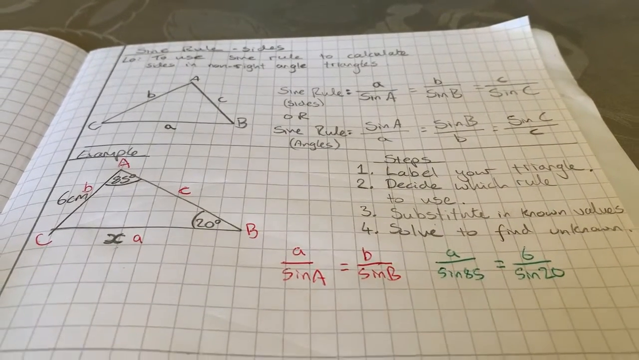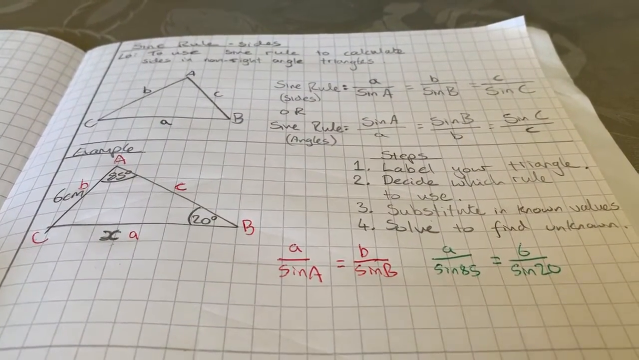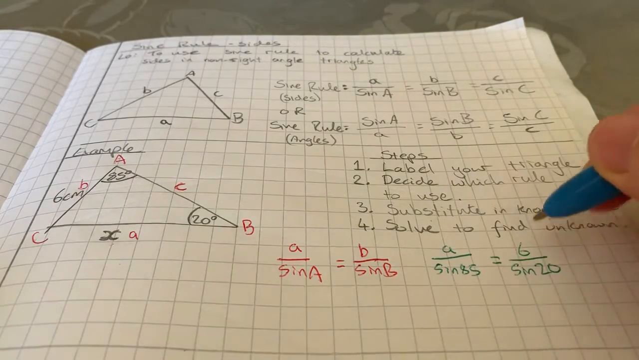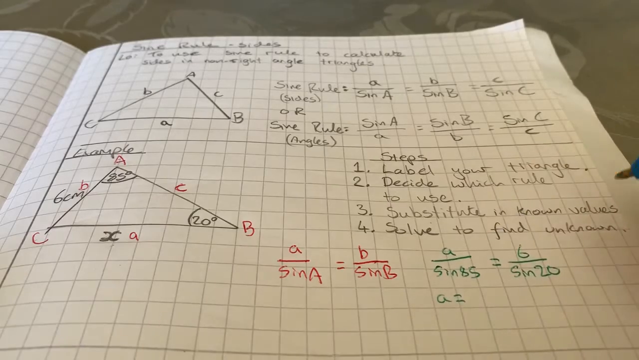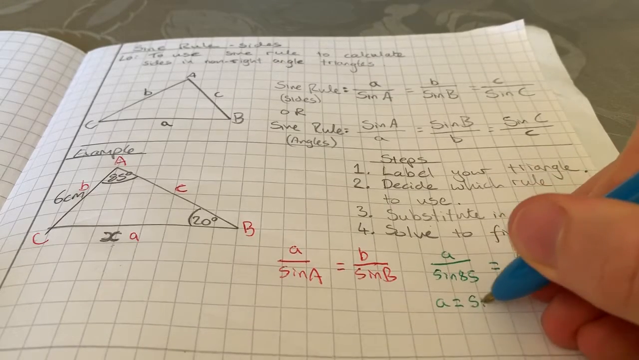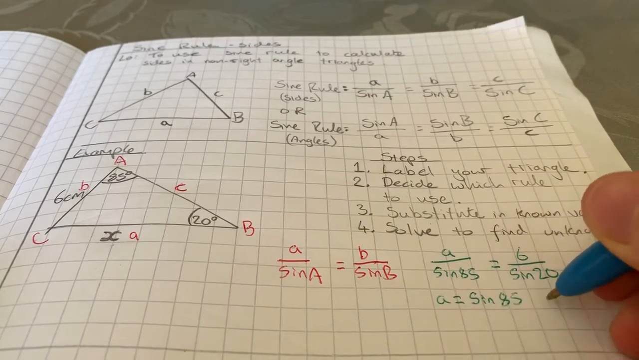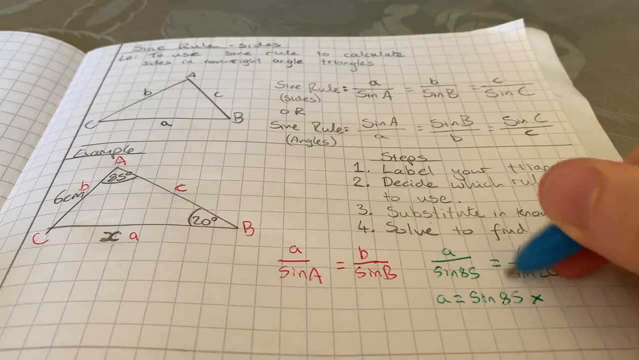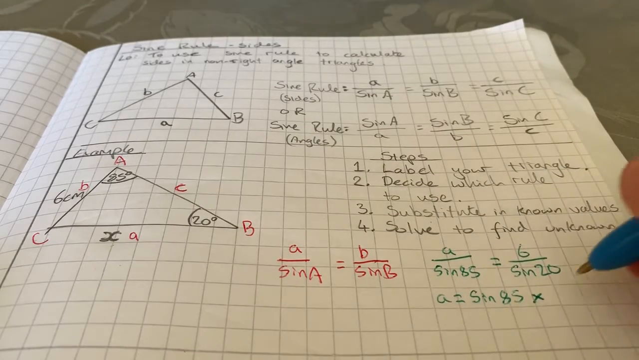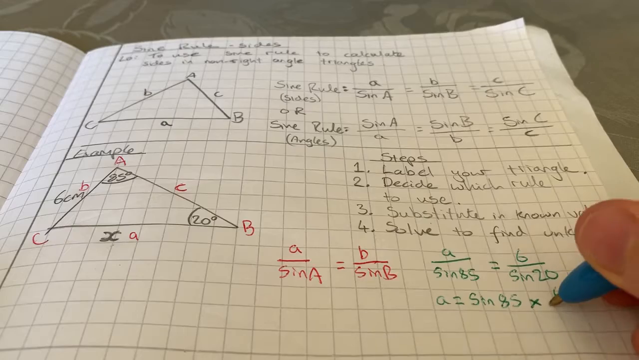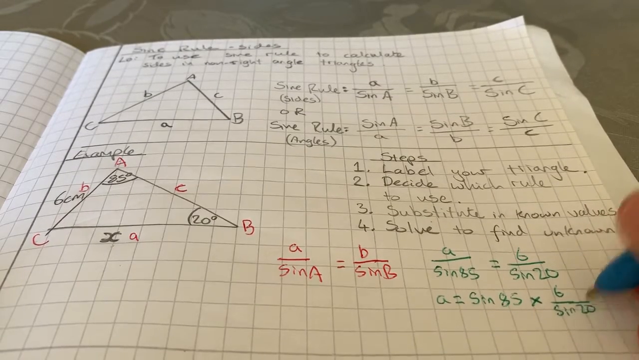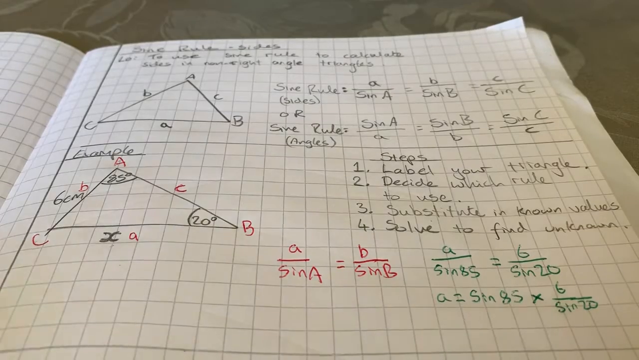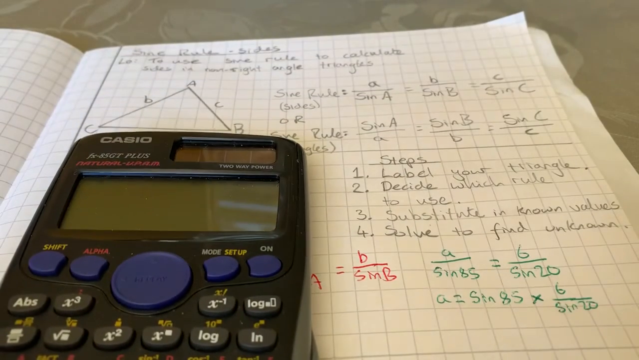Now you have to solve it to find the unknown. When you've got it like this, to solve it, you're going to be doing a equals sine 85 times all of this side here, so 6 over sine 20. For that, you'll need a calculator, so I'll just plug that in.